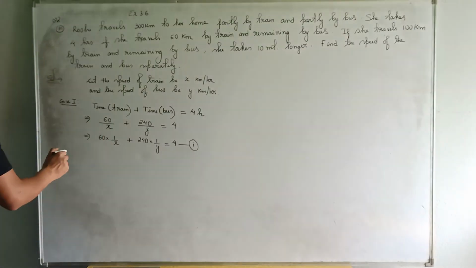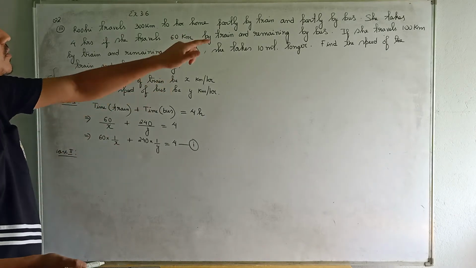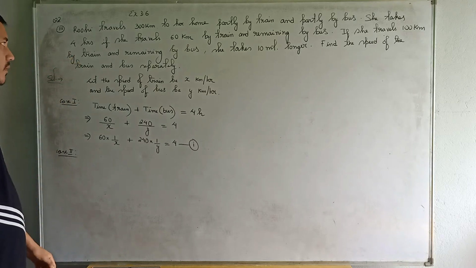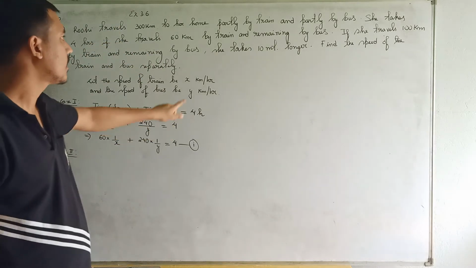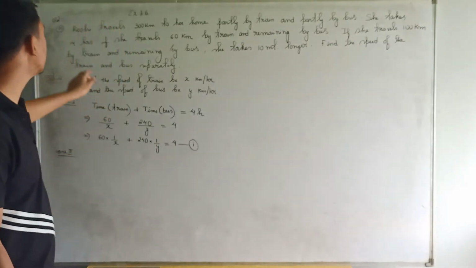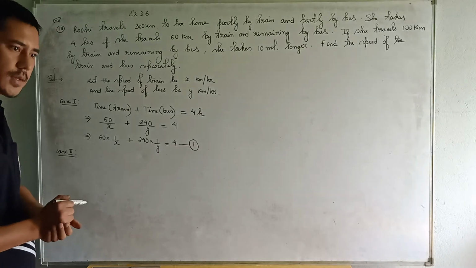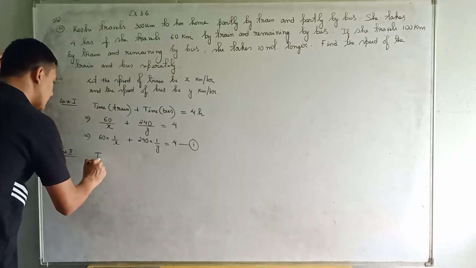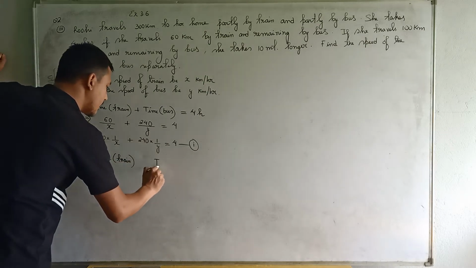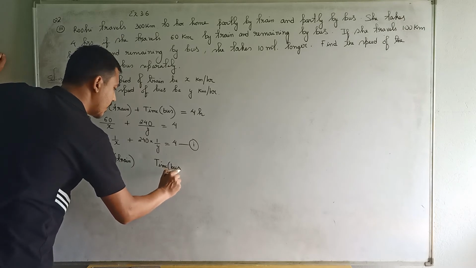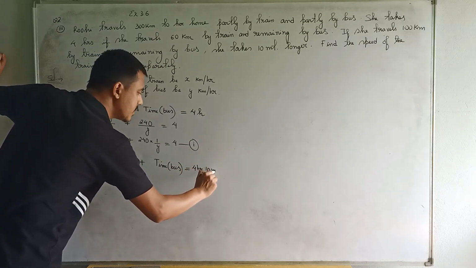Now the second part of the question, case 2. This time, she travels 100 km by train. And the remaining by bus means 200 km she will travel by bus. Then she takes 10 minutes longer than the previous time. That means altogether she now takes 4 hours 10 minutes. So in the second case again, time taken by Rohi in traveling by train and time taken by Rohi in traveling by bus, the total time together is 4 hours 10 minutes, right?